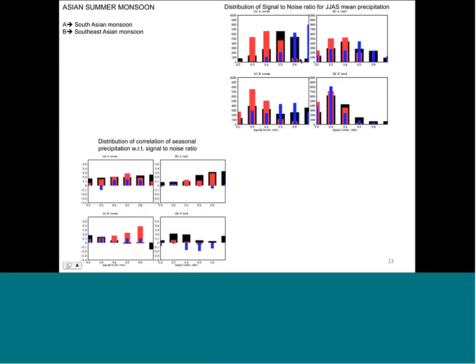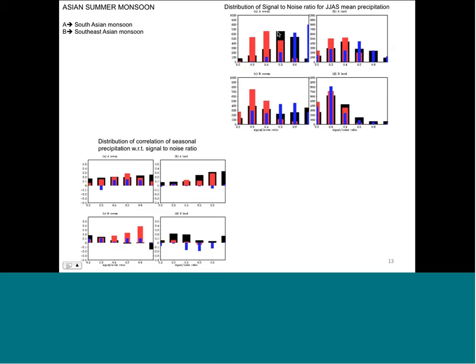On the right panel over here, what I'm showing you is the distribution of signal-to-noise ratio for the June, July, August mean precipitation. On the x-axis is the signal-to-noise, which is basically the ensemble mean anomalies divided by the ensemble spread. And this is the frequency distribution, or rather the distribution of the number of points with this kind of signal-to-noise ratio with these two domains.